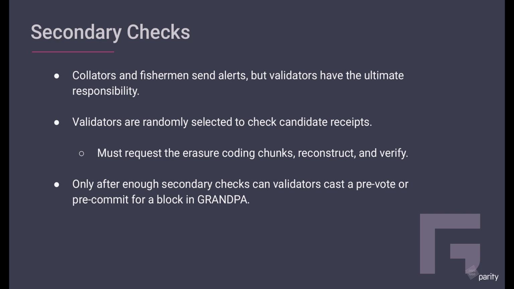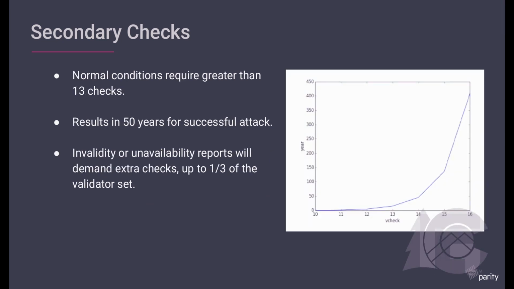It's a GHOST-based thing, so we're voting on chains and not blocks, and so we can have a long unfinalized head. I'll talk about the GRANDPA stuff in a second. But on the number of secondary checks, our analysis shows that if you have more than 13 checks, then it would take more than 50 years to get a successful attack by getting all these validators to incorrectly attest to something's validity. And so if nobody reports any invalidity or unavailability, it's just going to be greater than 13 checks that you need. But if some do, then it's going to start triggering more checks all the way up until you get to 1/3 of the validator set.